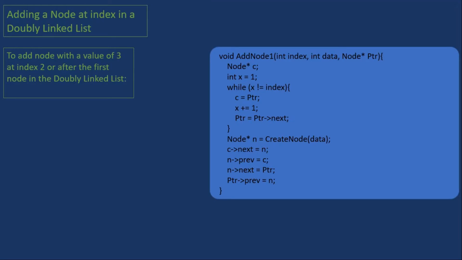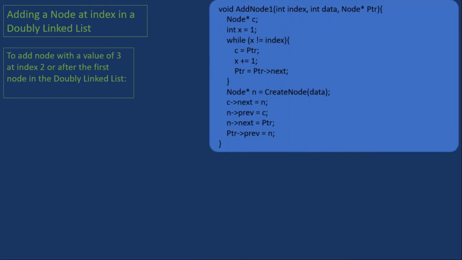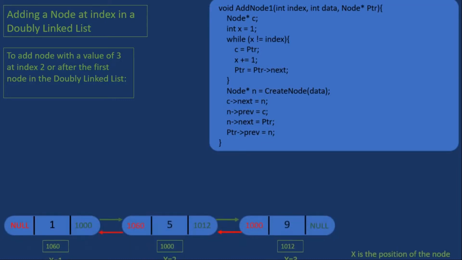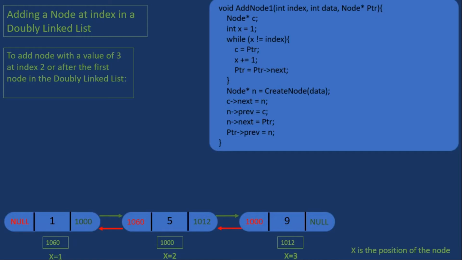We first create a node pointer C and define an integer counter X, which will help us in keeping track of the positions. And we set it equal to 1 because the first node is at position 1, which is where we will start.